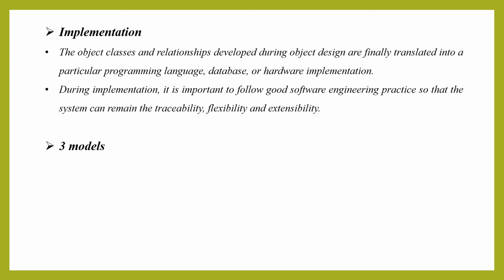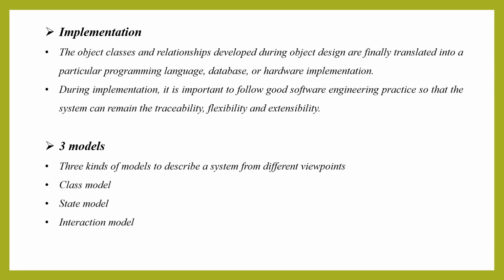Here we have three models. The three kinds of models used in order to describe a system are the class model, state model and interaction model. The class model is only for the objects in the system and to provide their relationships. The state model is for the life history of the object. The interaction model is for the interaction among the objects that have been created. Let us see the three models in detail.